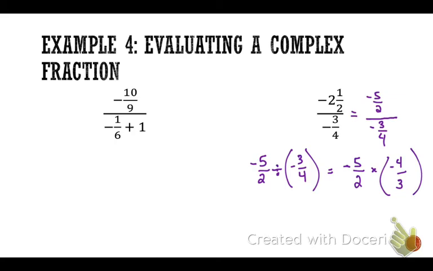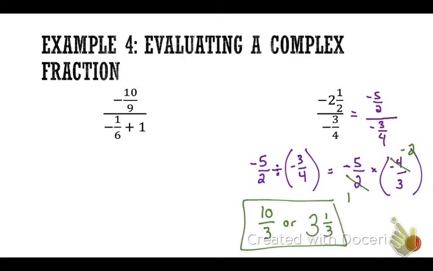Yes. Oh, yeah. I can reduce my 2 and my -4, right? Did you keep -4, -2? That's really important. So what is -5 times -2? +10/3. Did you guys get positive? Okay, so we got to practice those rules. Or you could have said 3 1/3 if you wanted to change it to a mixed number.